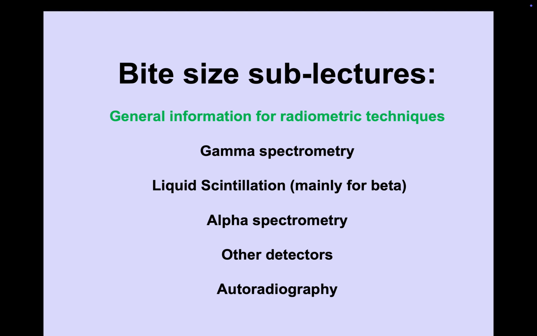First go to gamma spectrometry, then move to a lecture that addresses both liquid scintillation and alpha spectrometry, and then in the final bite-sized lecture you'll learn about other detectors which are commonly used in the lab, as well as a radiation imaging technique known as autoradiography.